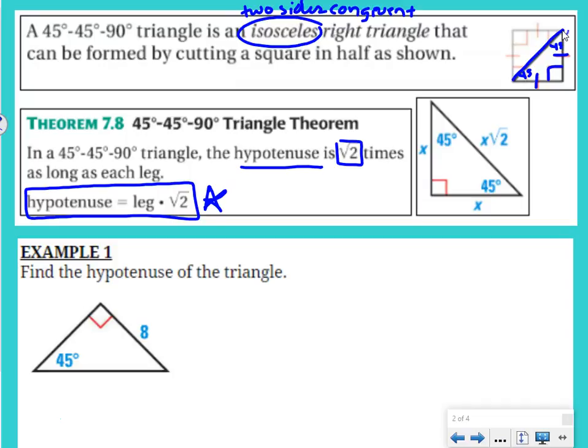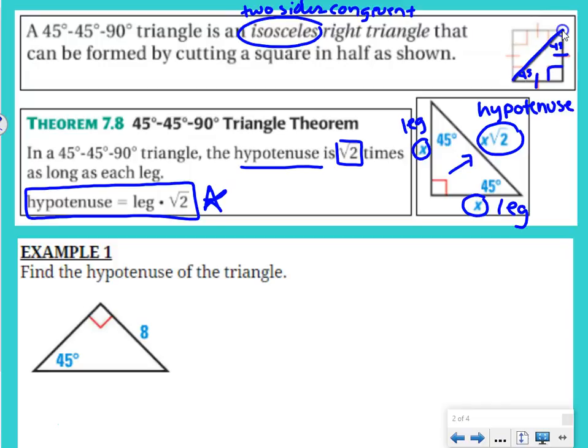So if you look here, our legs are our x's. They're the sides next to the right angle. Then across from the right angle is the hypotenuse, which is the square root of 2 times your leg.